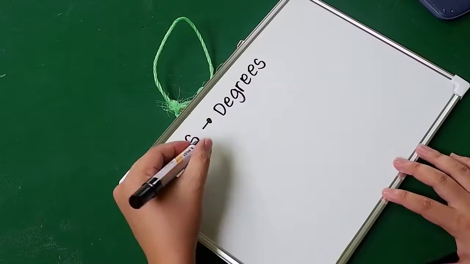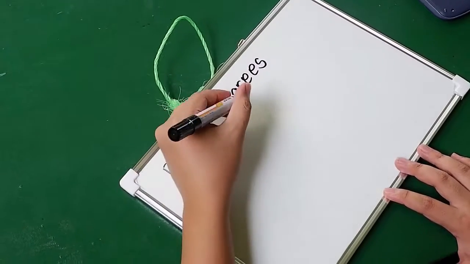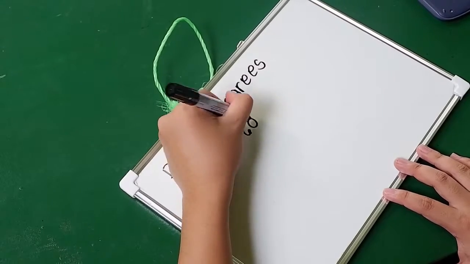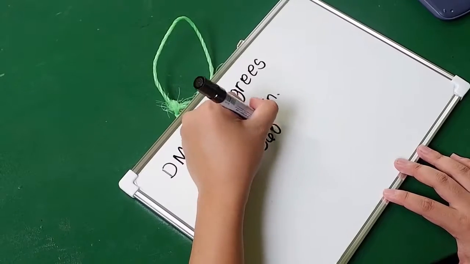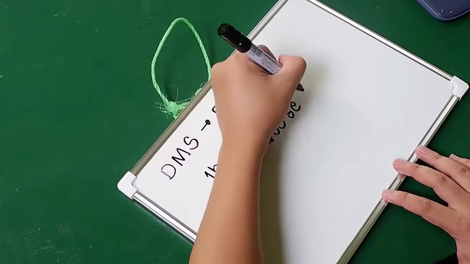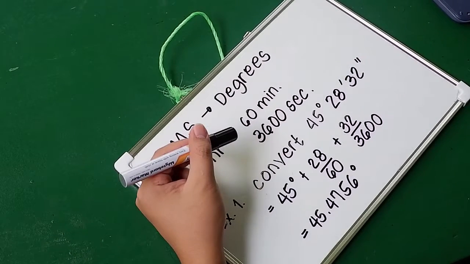So we're going to assume that 1 hour is 1 degree, and as we all know, 1 hour is 60 minutes, and then it's equivalent to 3,600 seconds. So for our first example, we're going to convert 45 degrees, 28 minutes, and 32 seconds into degrees.